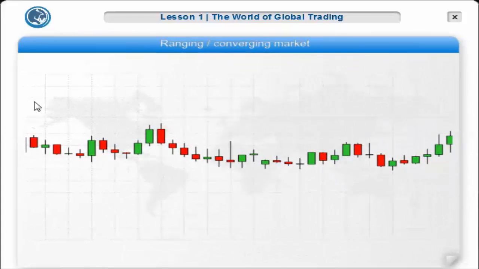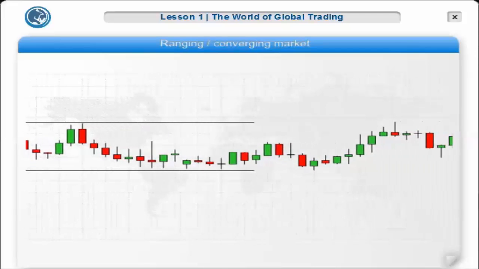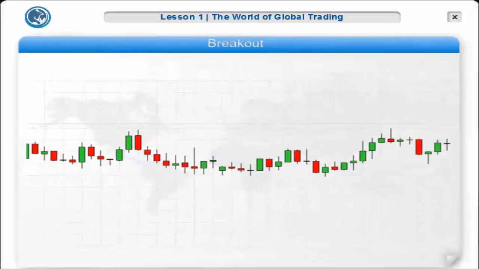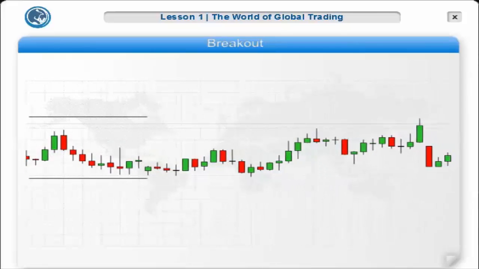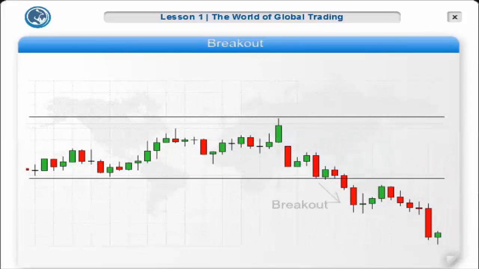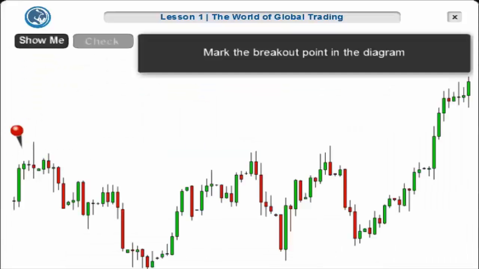Ranging occurs when the market price stays at around the same level with very little change. In this situation, the support and resistance level are very close to one another. A breakout occurs when a ranging market suddenly erupts into a dramatic rise or fall, which breaks through the previous support or resistance level, as can be seen in the diagram. Entering into a trade at the breakout point will usually result in high returns. Find the breakout point.